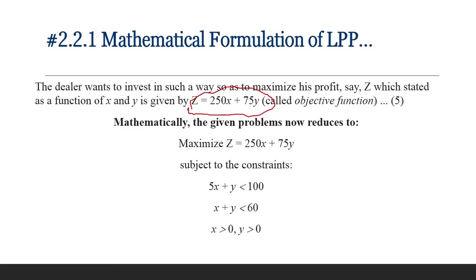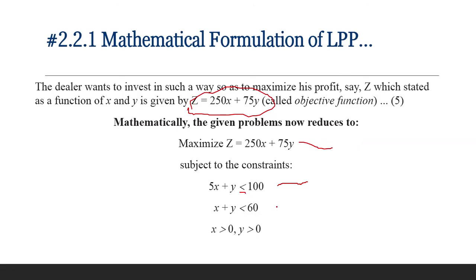Now mathematically the given problem reduces to: maximize Z is equal to 250x plus 75y. This is equation number 1. Subject to the constraints, there are three constraints. Number 1 is the investment constraint, that is 50,000 rupees investment. You cannot invest more than that. That is written as 5x plus y is less than or equal to 100.